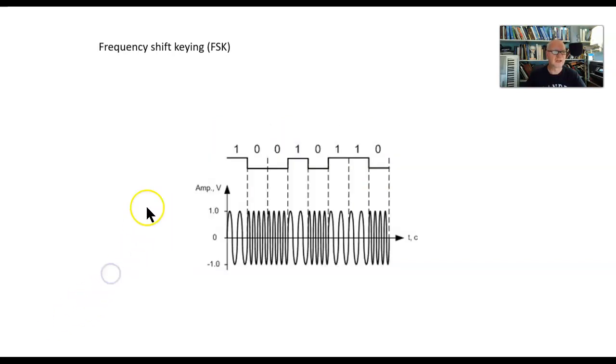All right, the next one we have is frequency shift keying, or FSK. So we can say that a high frequency is 0 and a low frequency is 1. Or again, we could swap them around, or we could even say that only when it changes from high to low is it a 0 or a 1.